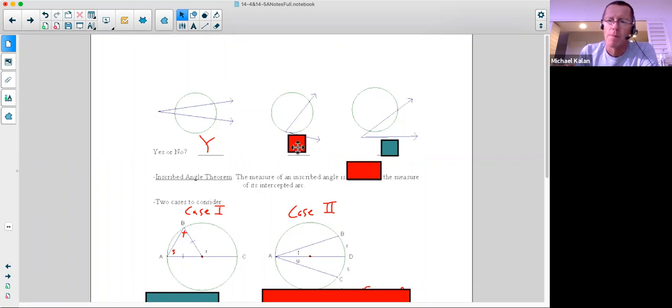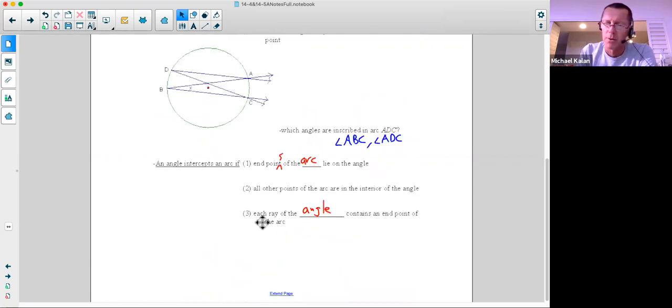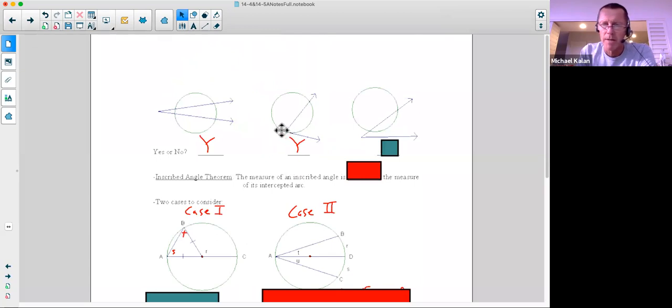What about the middle one here? Hopefully you said yes. And the reason it's yes is it still complies. Even though this vertex is on the circle here and we have basically a tangent here, does that still meet these requirements? Particularly the third one, I think that's probably the most confusing: each ray of the angle contains an endpoint of the arc. Well, it does right there. The ray includes the vertex of the angle, which is an endpoint of the arc we're intercepting. What about this one? The answer to this one would be no. This ray does not contain an endpoint of the arc, so this angle does not intercept this arc.